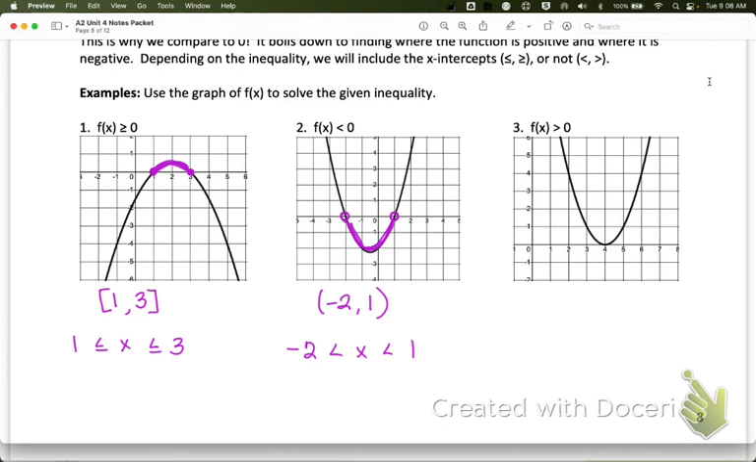Now 3 is kind of tricky. It wants to know where is f of x greater than 0, which means we do not want to include where it is equal to 0. So we do not include 4, but we do include everything to the left because it's positive on this side, and everything to the right because it's positive on this side as well. So the answer would be negative infinity to 4 and 4 to infinity, or we would say x is less than 4 and x is greater than 4. Either way that you want to write that is just fine. So that's what we're looking for graphically.